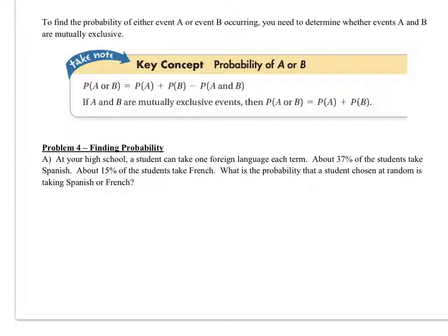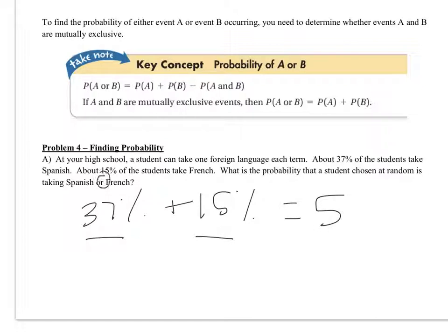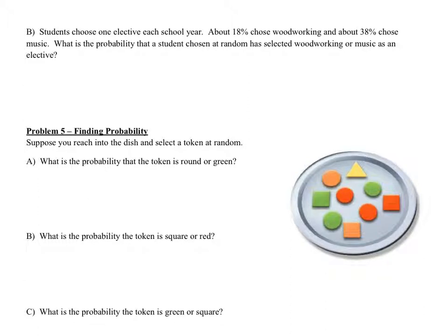So at your high school, a student can take a foreign language each term. 37 of the students take Spanish. So 37 is Spanish. And 15 take French. What's the probability a person is taking Spanish or French? Well, 2 key things. It says that you can only take one foreign language, so there's no overlapping. So these are mutually exclusive. And since these are mutually exclusive, you just have to add them together. Or you should always add. Or is add. So that becomes 52%. So you do B by yourself.